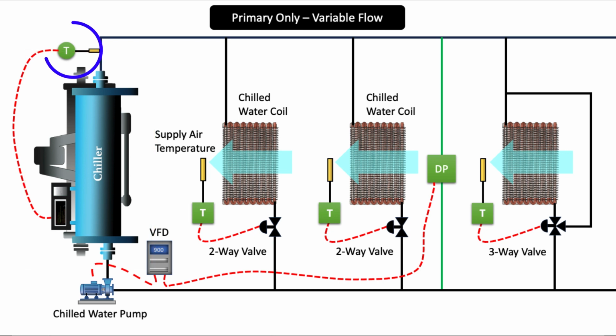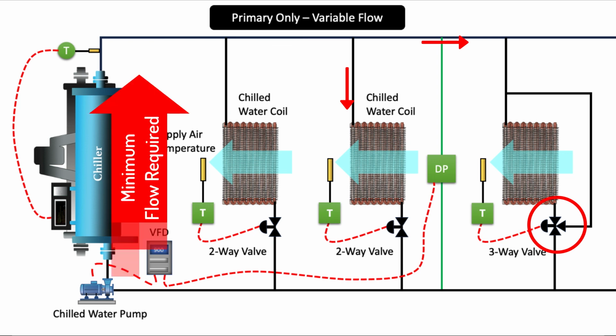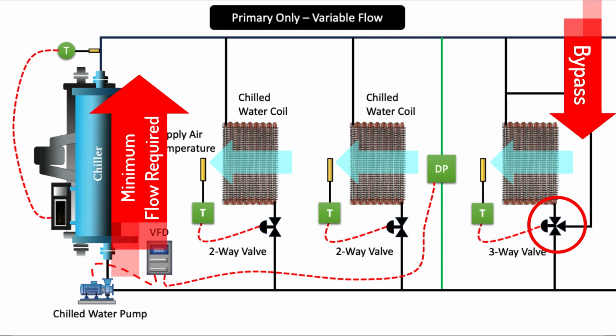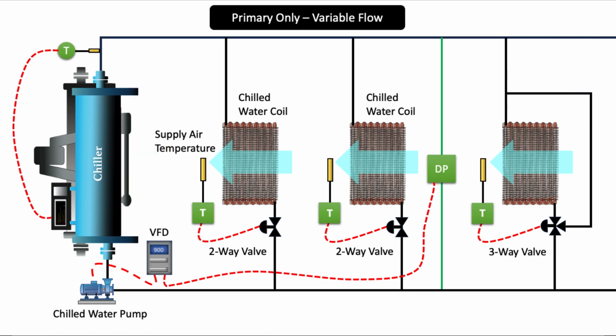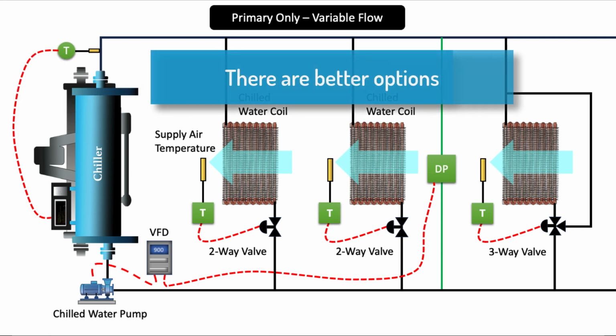There is a chilled water temperature sensor in the chilled water supply pipe leaving the chiller. The chiller cools the water to the desired chilled water supply temperature before it is sent to the cooling coils. The 3-way valve ensures that the chiller receives the minimum flow required by the chiller manufacturer. The 3-way valve bypasses the coil when the demand for cooling is reduced at this coil. This provides the chiller with a minimum amount of flow. There are better ways to do this that we'll cover in another video.